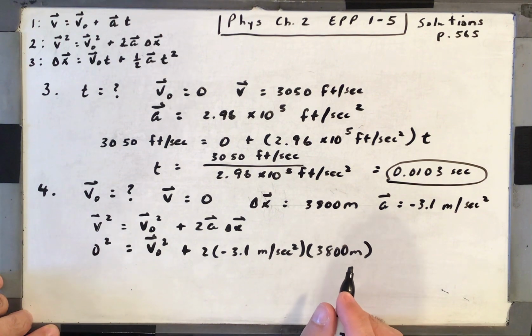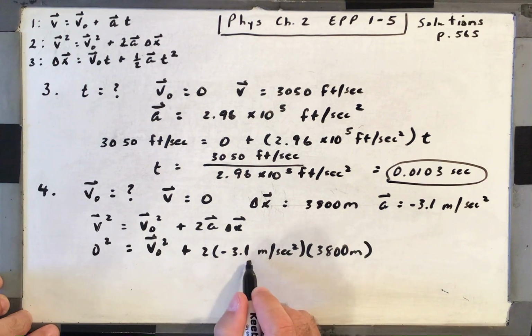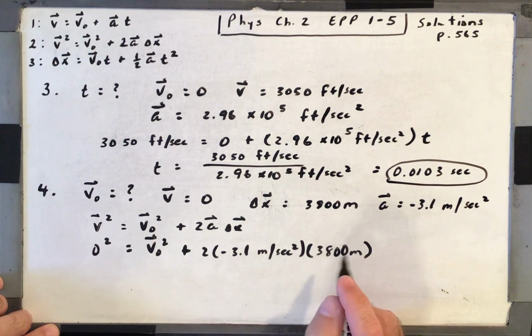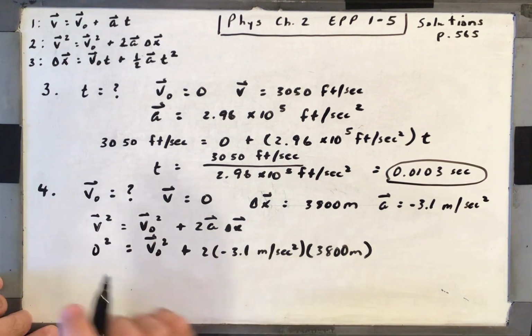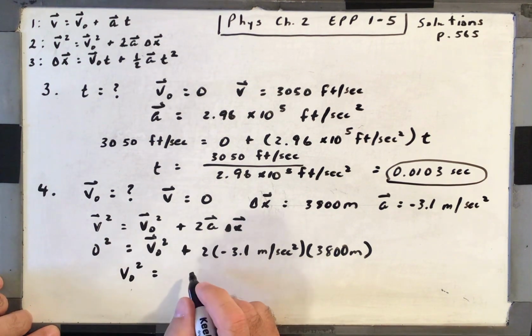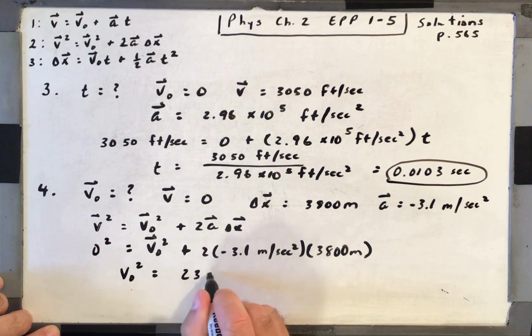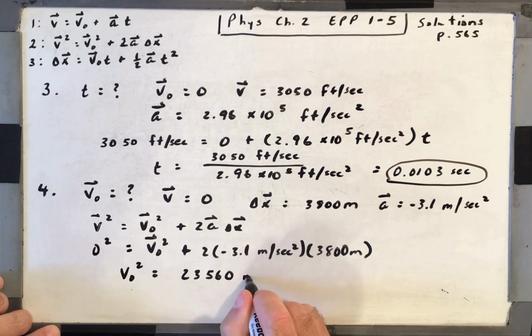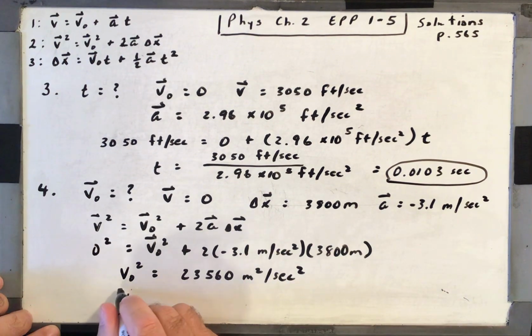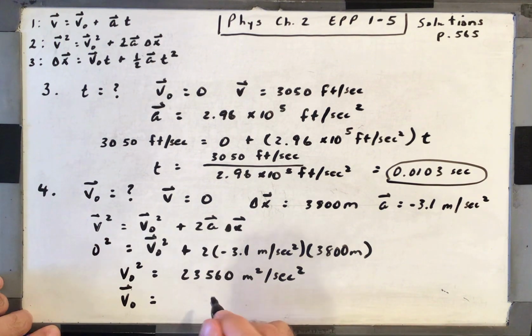All right, so let's see, if you multiply that out, 2 times negative 3.1 times 3,800, you'll get negative 23,560, but if we move that over to the left, you're going to end up having v naught squared is equal to 23,560 meters squared per second squared. So take the square root of that. Again, I like to just raise it to the 0.5 power. And that is 153.5 meters per second.